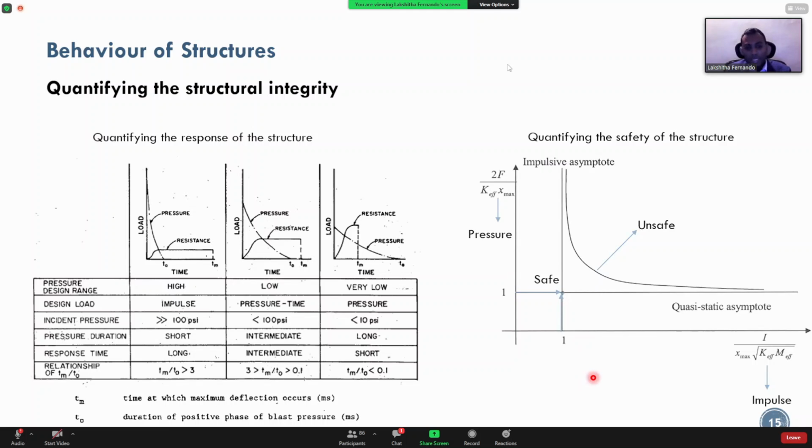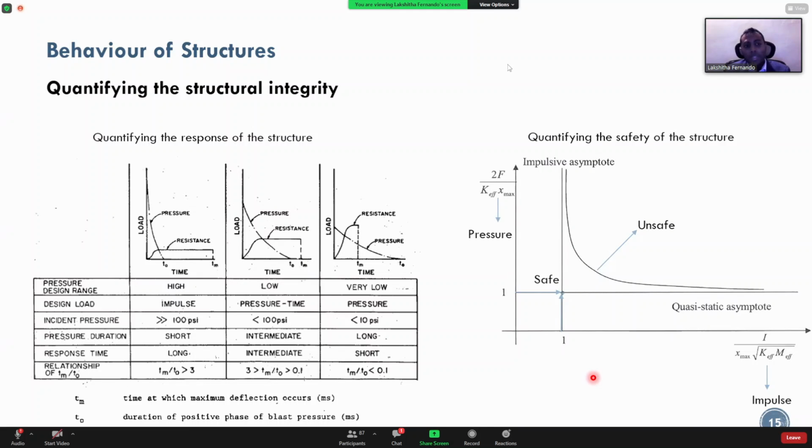So that is the second part of the presentation that I wanted to cover. That is the structural response. The first part I did was how do we explain blast? How do we quantify some of the blast parameters? The second part is about how structures behave under blast. So I showed you there are certain approximate methods that we have developed to quantify that. And then we need to also quantify things like how much protection we are going to offer and how much integrity a given structure contains.